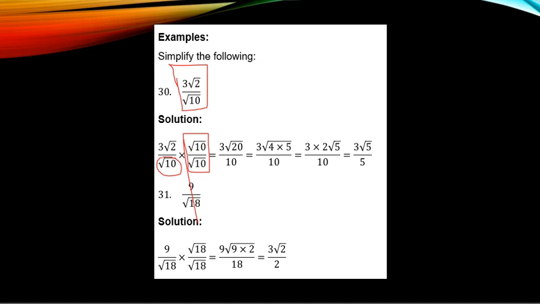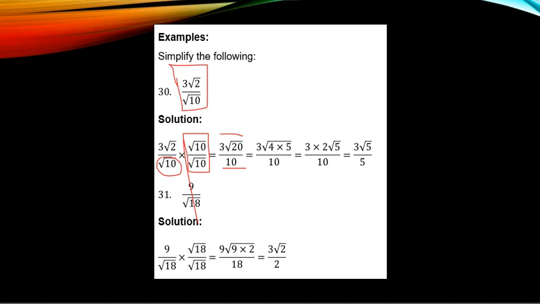That is 3 root 20. Then root 10 times root 10. If you multiply the same surd, what is the outcome? The number without the square root. In other words, root 10 times root 10 is root 100, and root 100 is 10. You have turned the irrational number to a rational number.